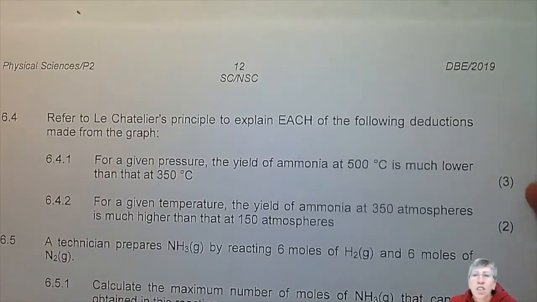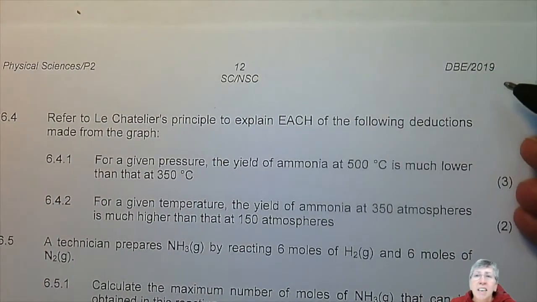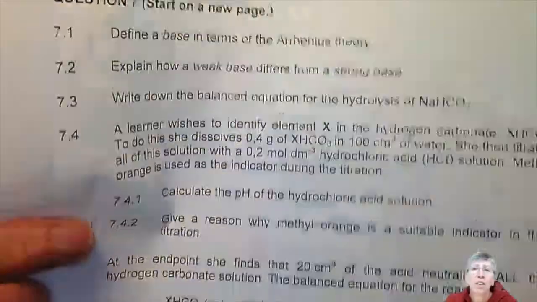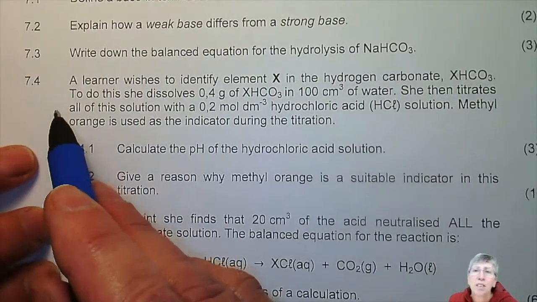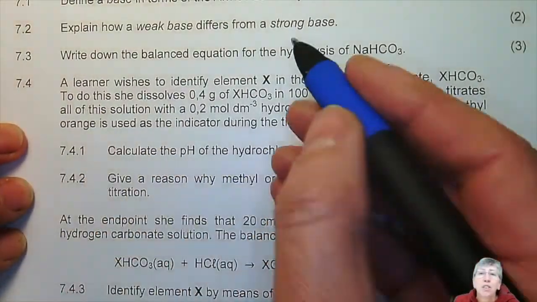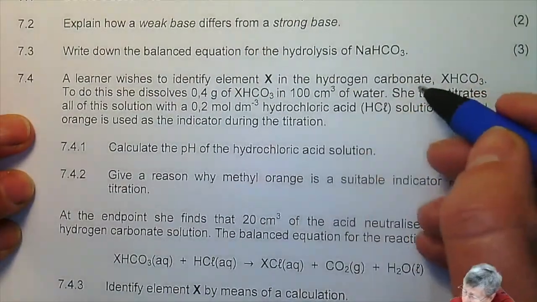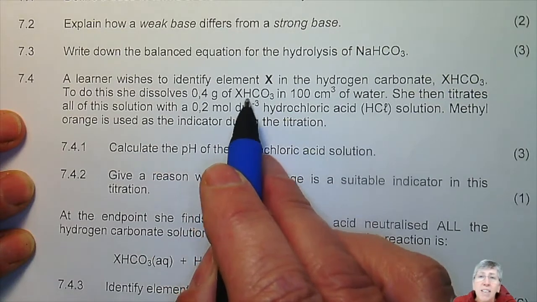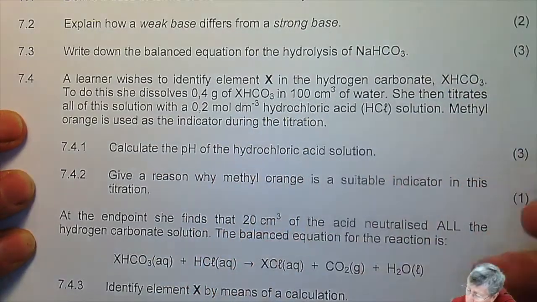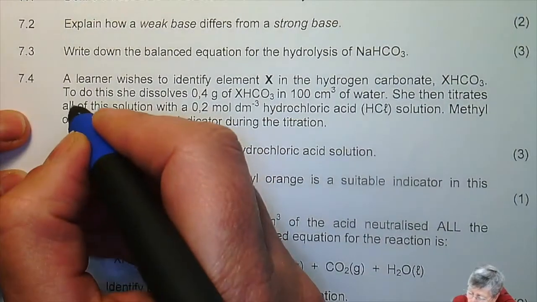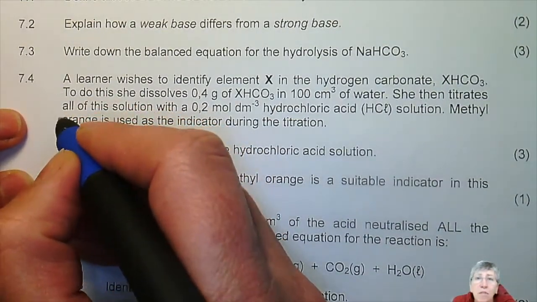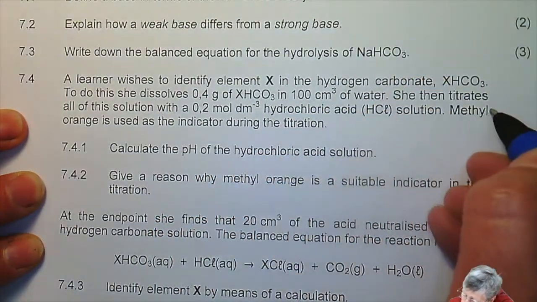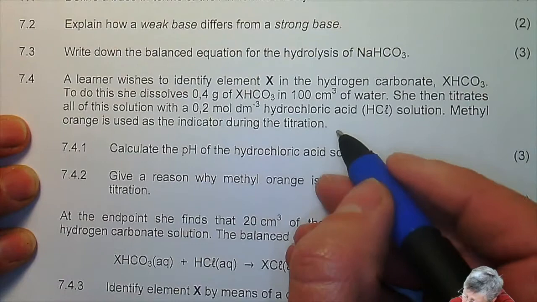Right, for the next question, we're going to look at the 2019 paper in July, and we are not going to do everything. We're moving right up to 7.4. A learner wishes to identify element X in hydrogen carbonate. To do this, she dissolves 0,4 grams of the XHCO3 in 100 cube centimeters of water, and she then titrates all of the solution. That is important. Everything is being used with a 0,2 moles per cube decimeter hydrochloric acid solution. Methyl orange is used as indicator during the titration.